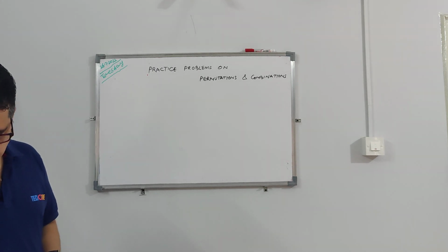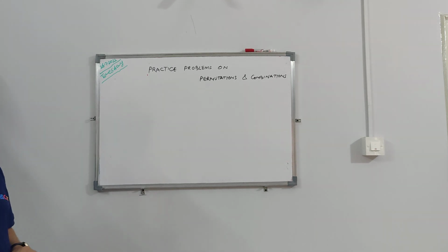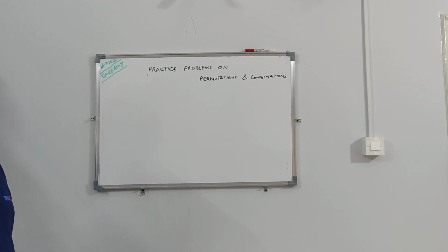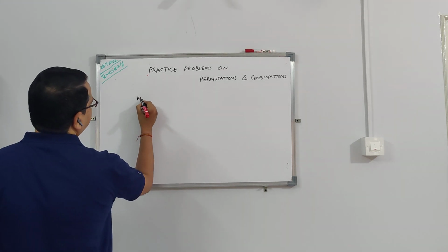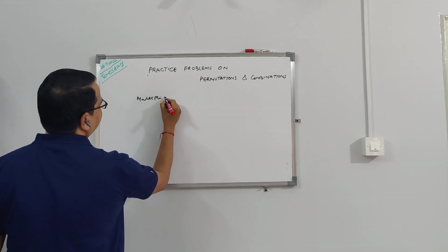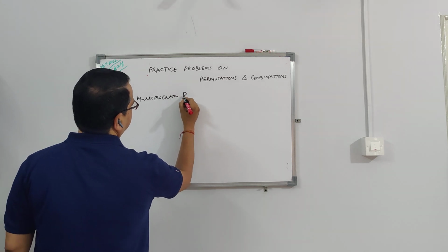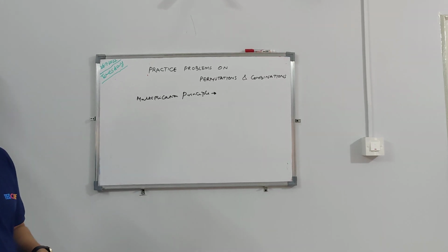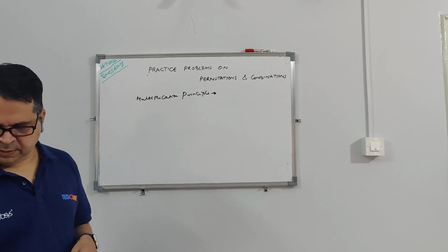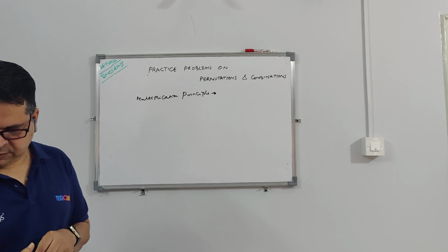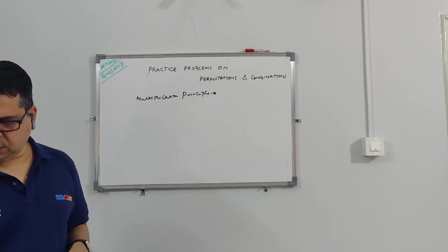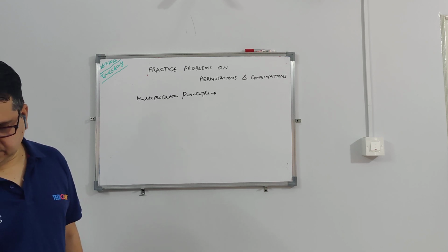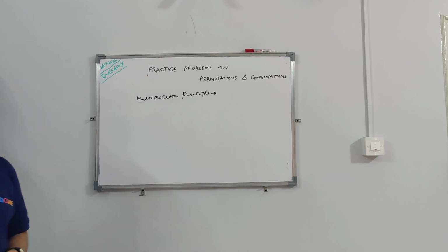In permutation and combination there are two principles. One is called the multiplication principle, one is called the addition principle. So what does the multiplication principle say? If an event occurs in m different ways and a following event occurs in n different ways, then the two events in succession can occur in m into n different ways.